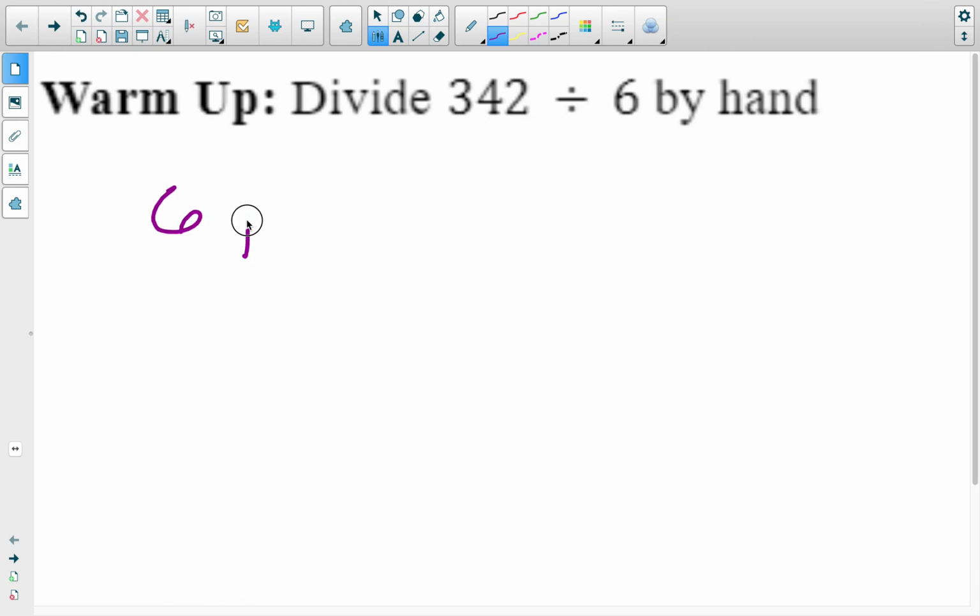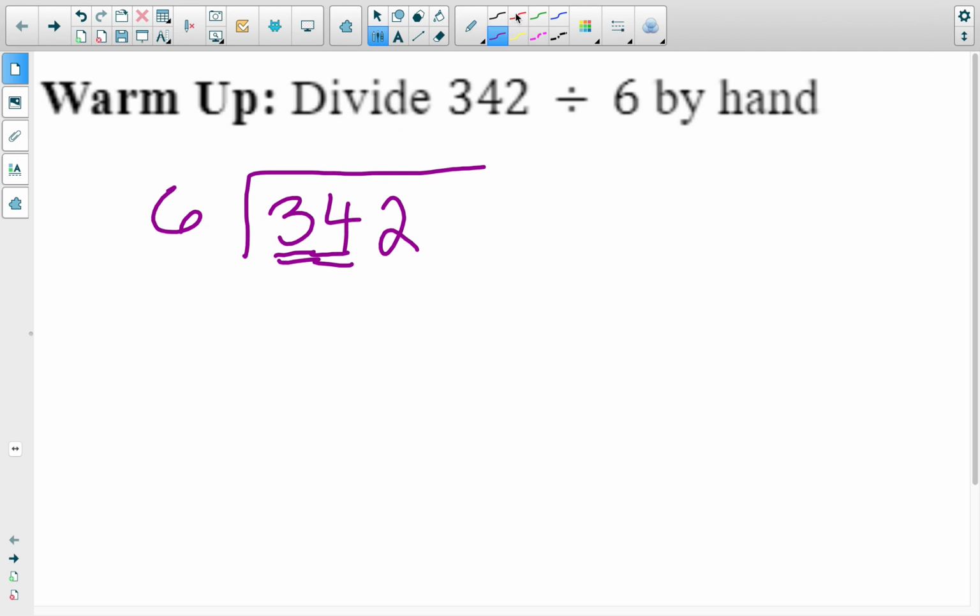Okay, so it's been a long time since we've seen this, but what you're going to do is draw this little bracket, kind of this little division bar. You're going to put the 6 outside, and you're going to put the 342 inside. Okay, and then we're going to check to see what could I multiply 6 by in order to get 3? Well, there's no integers that are going to make that work, so I'm going to now extend into 34.